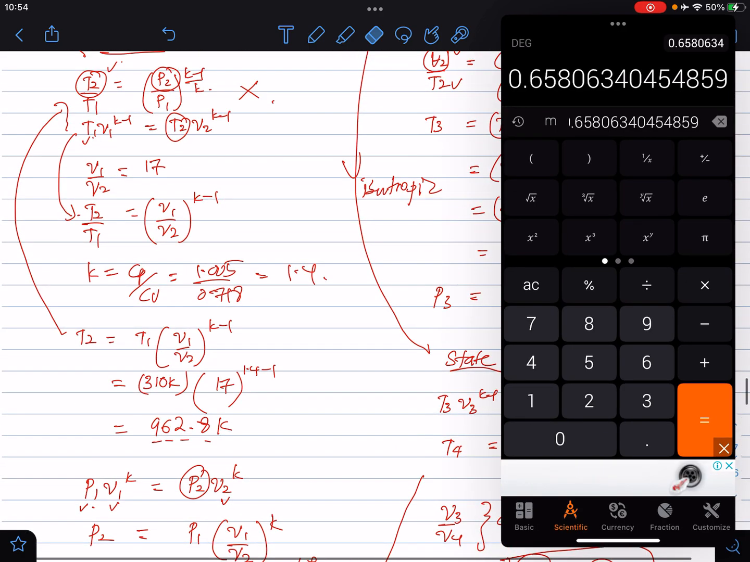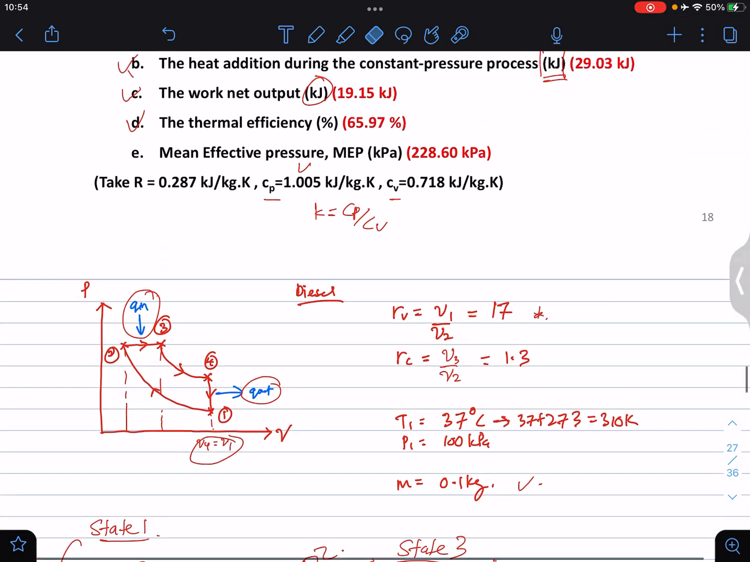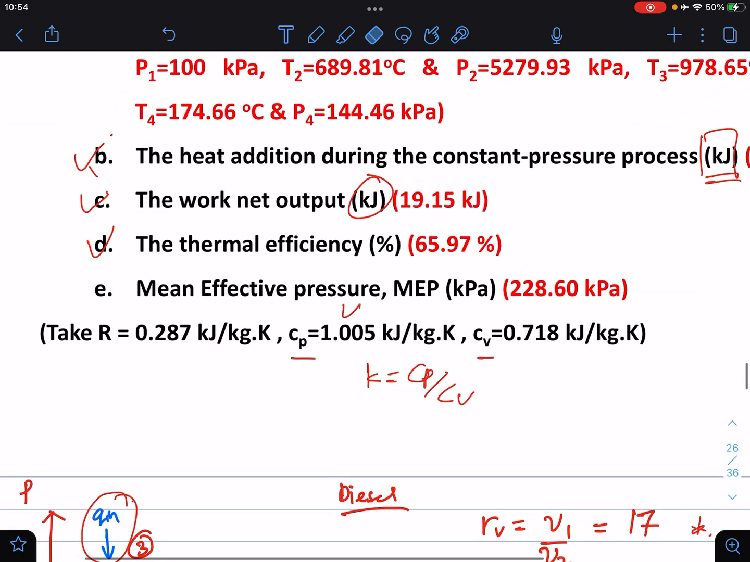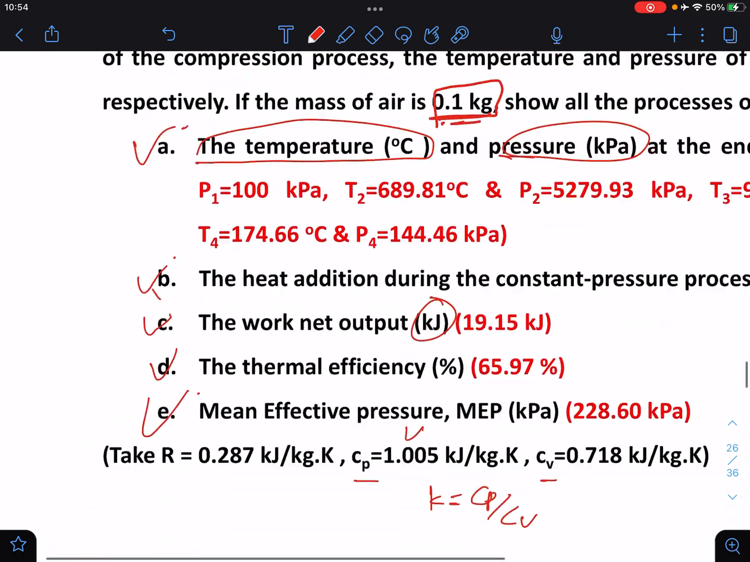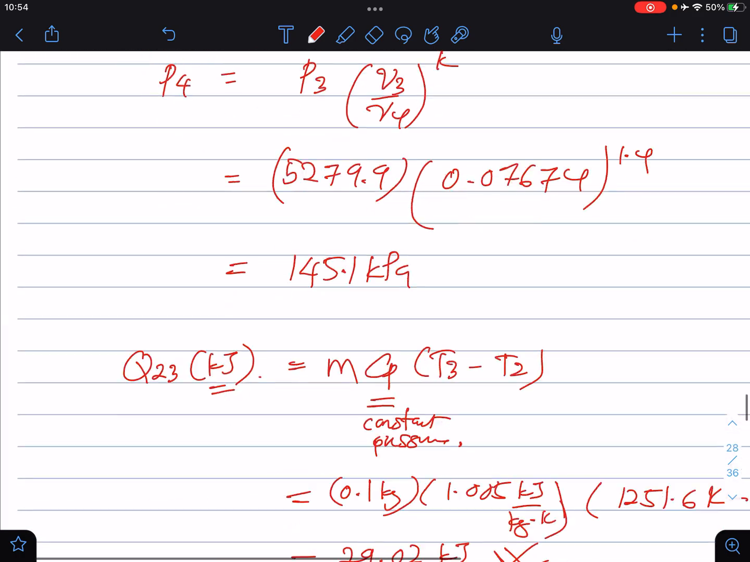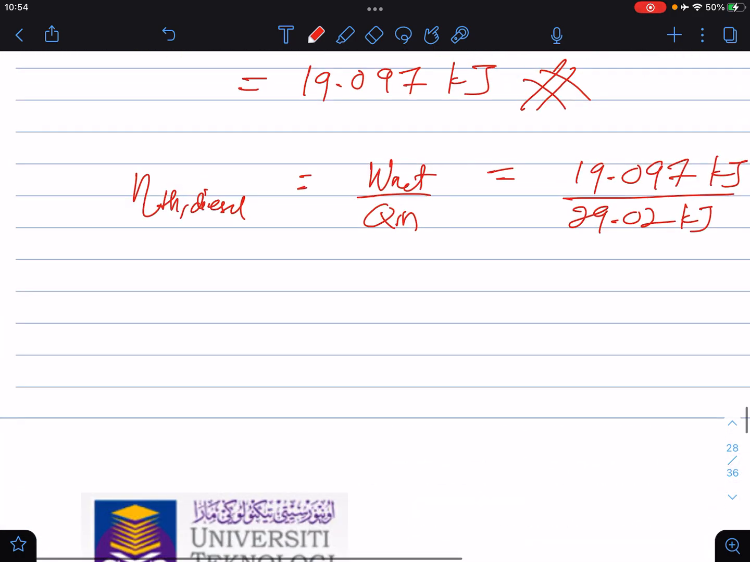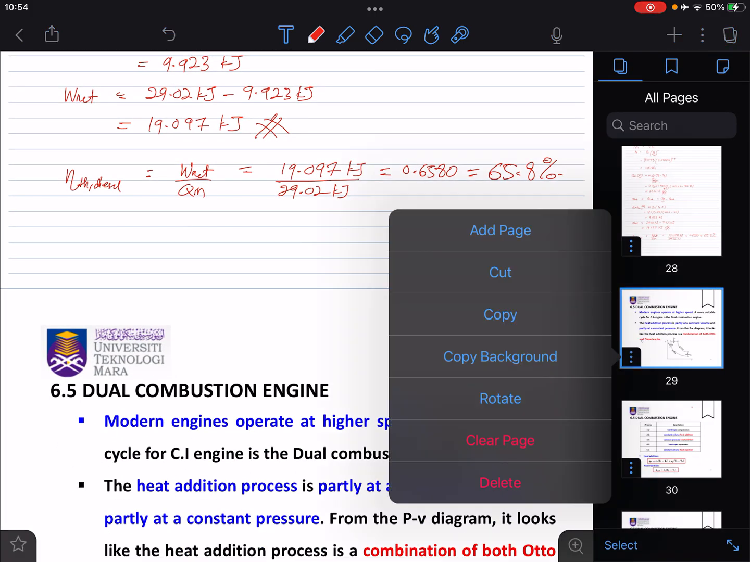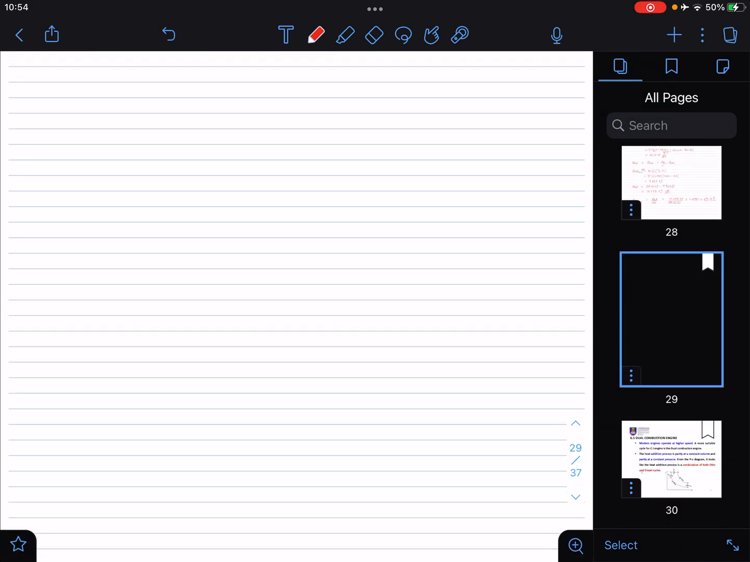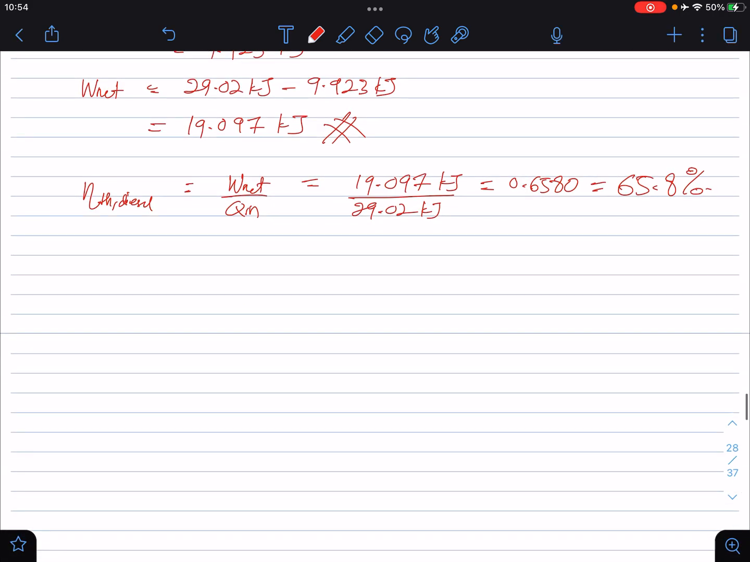Now look at the last question. The mean effective pressure. So this is just the average pressure when this cycle is operated. So in order to get the MEP, the unit in kPa, you need to find the volume.